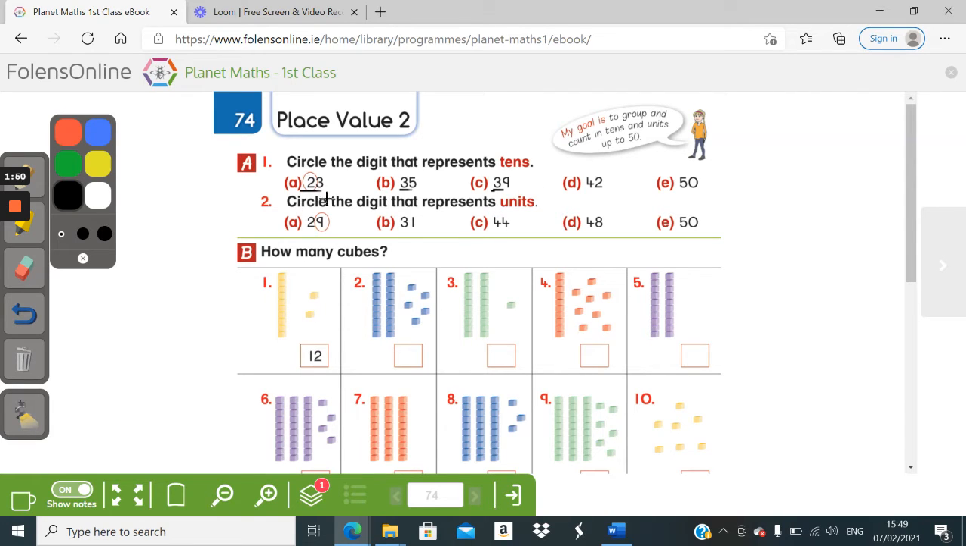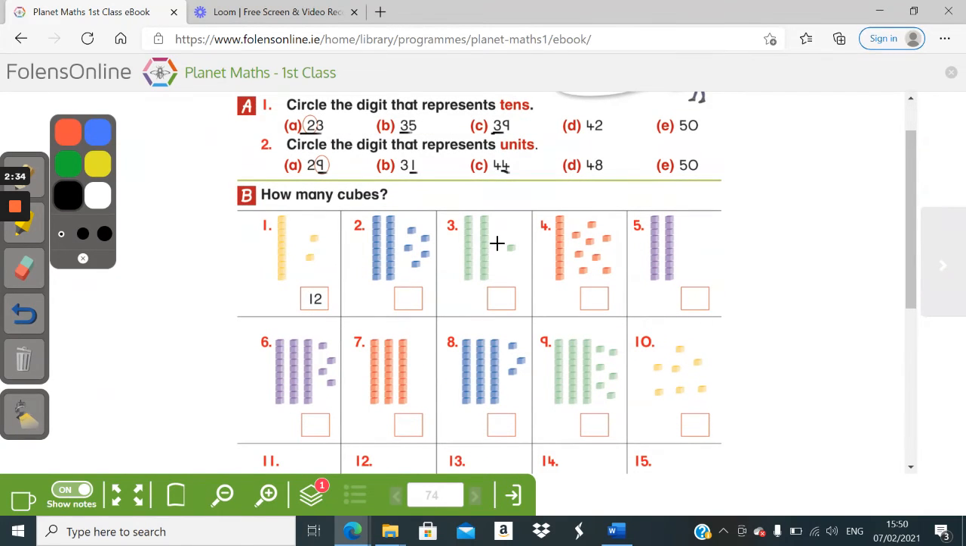Number 2. Circle the digit that represents the units. The units digits are worth less than the tens. So let's have a look. In 29, is it the 20 or the 9 that represents the units? Well, it is the 9. It's the digit to the right-hand side. In 31, is it the 30 or is it the 1? It's the 1. The 1 is the unit. And in 44, they're both the same digit, but not worth the same. The first 4 is worth 40. The second one, on the right-hand side, is worth 4, and that is a unit. I shall let you do D and E by yourself.